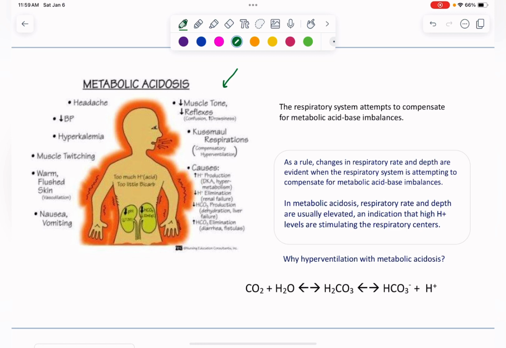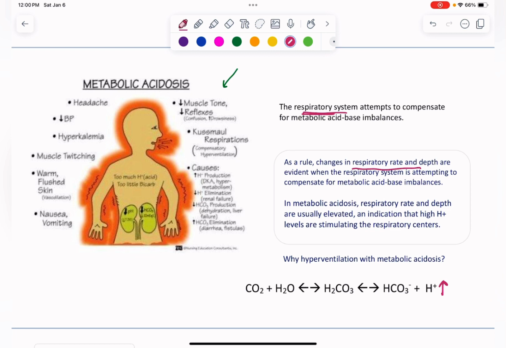Here are some of the symptoms of metabolic acidosis. And if you have metabolic acidosis, and let's just say that you have kidney failure, what can the body do to try to correct that? Well, this is where the respiratory system is going to kick in to try to help the problem. And if you have high levels of hydrogen ion or other acids, what can the respiratory system do to get rid of those hydrogen ions? Yes, we're going to change respiratory rate and depth, but how are we going to do that?